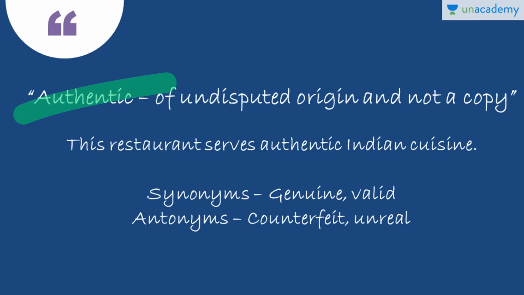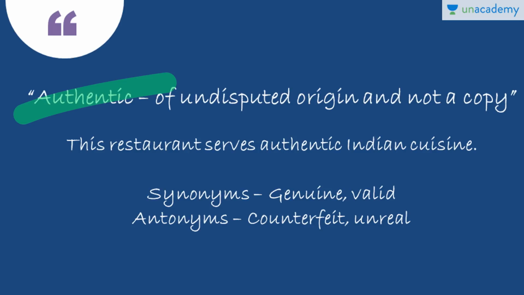Moving on, the next is authentic. Now what is authentic? Authentic is something which is of undisputed origin and not a copy. We have a lot of genuine things available to us, and when we are not talking about the copy, but actually have the exact thing in our hand, then we call it authentic. Or we are talking about something which is of undisputed origin, which is very clear about where it started, where it took birth from. So that is what authentic is.